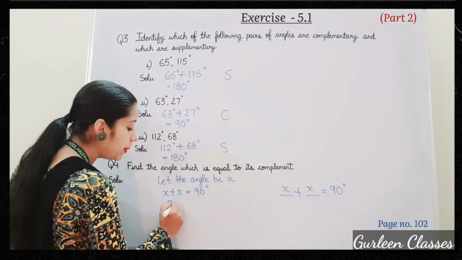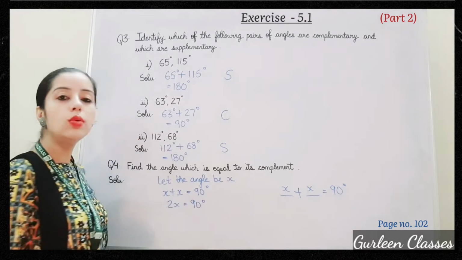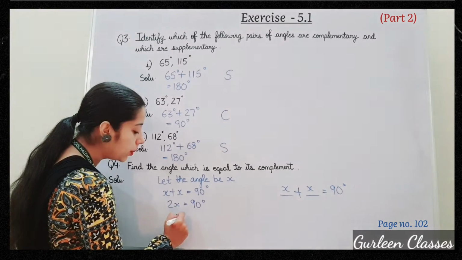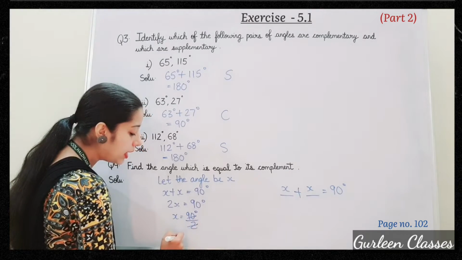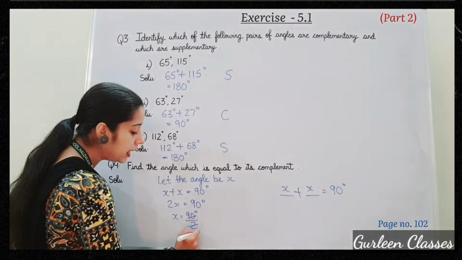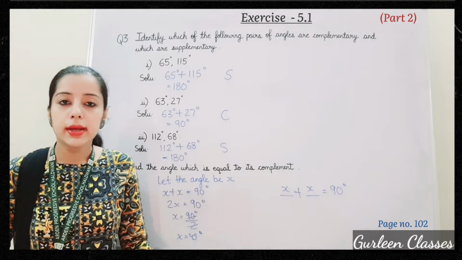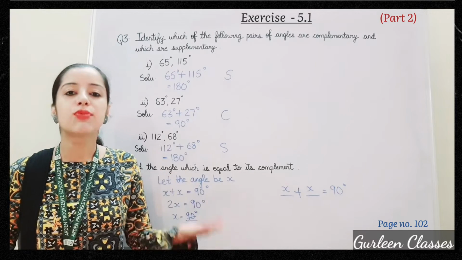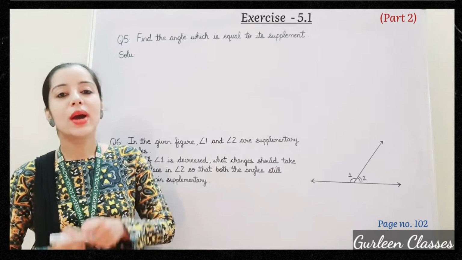x plus x will be 2x, that is equal to 90 degrees. So we have to remove the number by dividing 2 on both sides. So x is equal to 90 degrees upon 2. So the value of x is coming 45 degrees. The angle which is equal to its complement is 45 degrees. So x is equal to 45, and 45 plus 45 is 90 degrees. So the complement is 45.